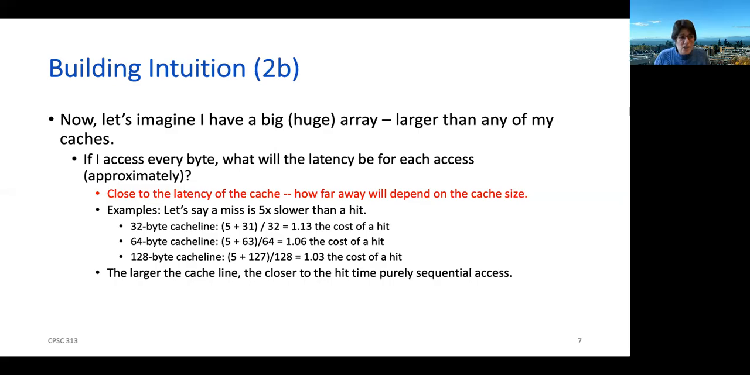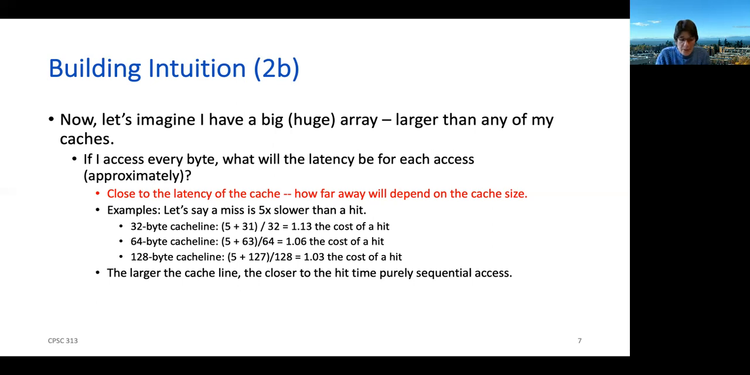So if we have a 32-byte cache line, then my miss is going to cost me 5 units, whatever a unit is, but then I'm going to get 31 hits that are 1 unit each. And so my average access time ends up being 1.13. So it's like 13% slower than if I were just getting the pure L1 performance. When I go up to a 64-byte cache line, we're only getting about a 6% hit. And by the time I get to a 128-byte cache line, it's only a 3% hit. So the bigger the cache line, if I'm really reading just every single byte as an individual access, I get pretty close to the cache speed.